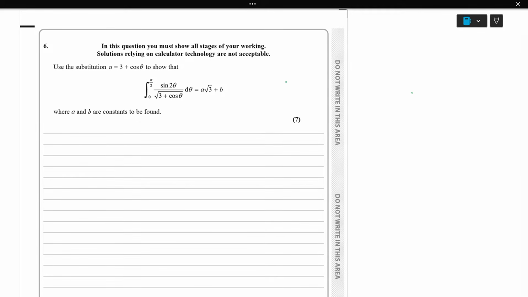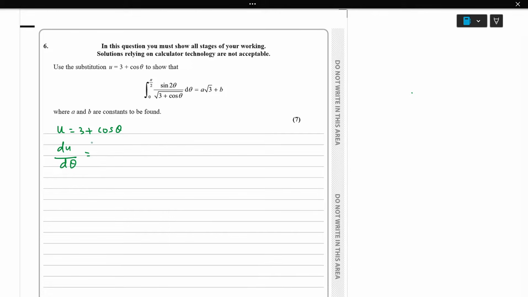Yeah, P4, question number 6 is an integration question. Use the substitution method u equal to 3 plus cos theta. So u equal to 3 plus cos theta. Then we differentiate du by d theta with respect to theta.